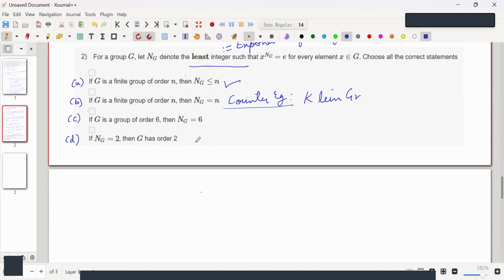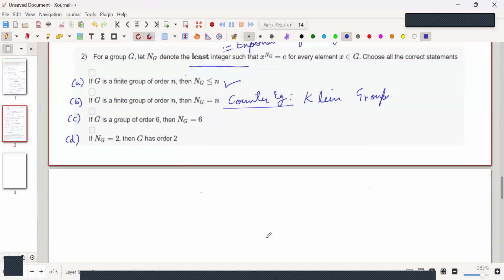What about the third one? Others can also speak. Don't worry if you're wrong, that is fine. So if G is a group of order 6, then N_G is equal to 6. This is true.